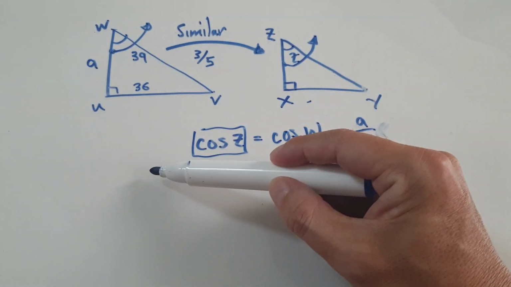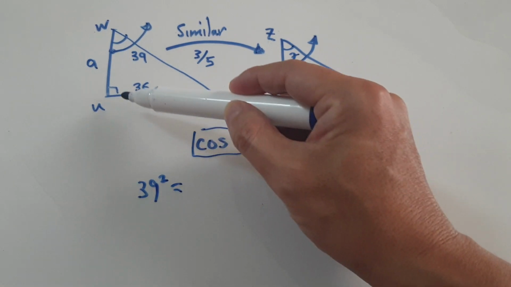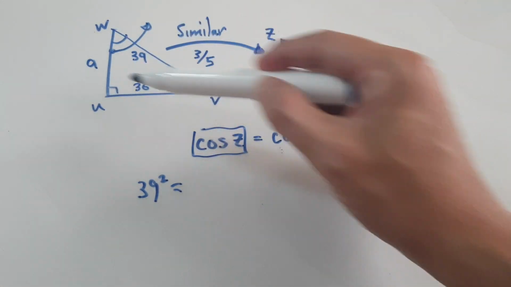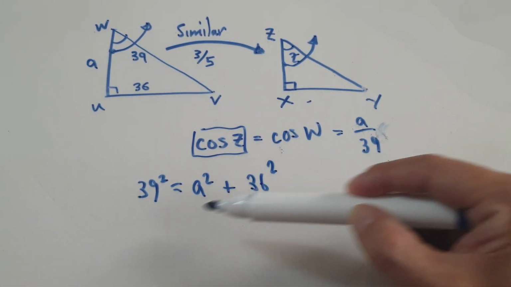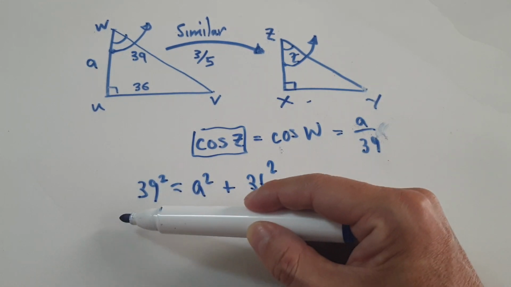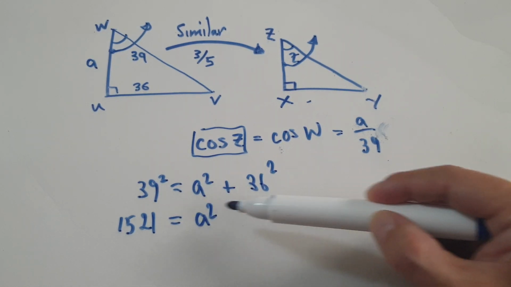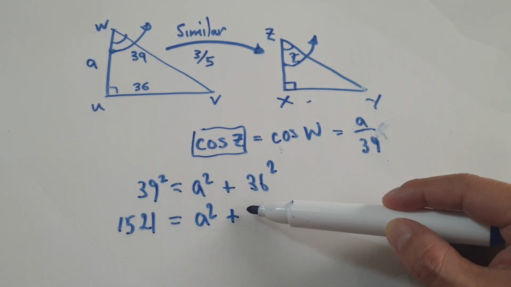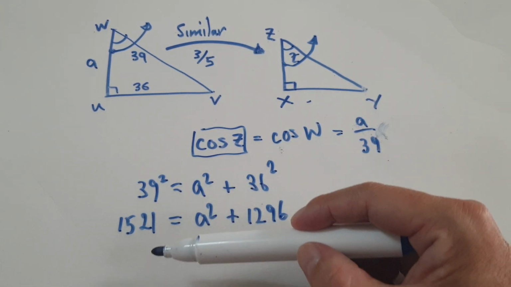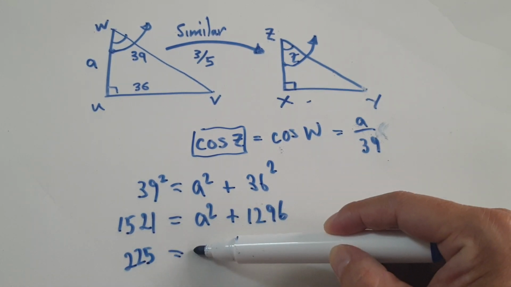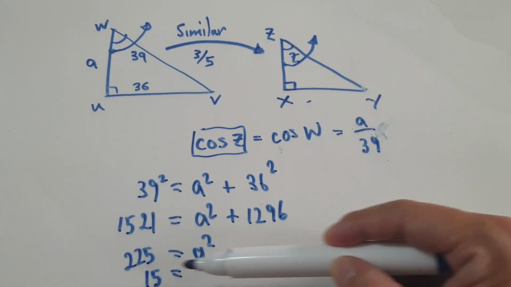So use Pythagoras. Using Pythagoras, that will be 39 squared equals a squared plus this length, which is 36 squared. I've done it earlier on a calculator: 39 squared is this thing here, and then a squared, and then 36 squared is 1296. Take away this, and it would be 225 equals a squared. So a equals 15 when you square root both sides.